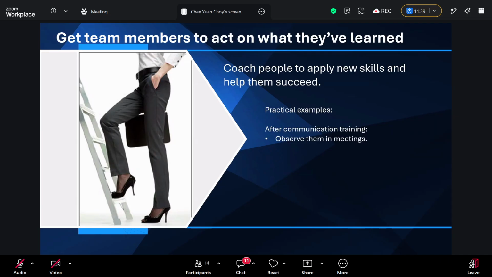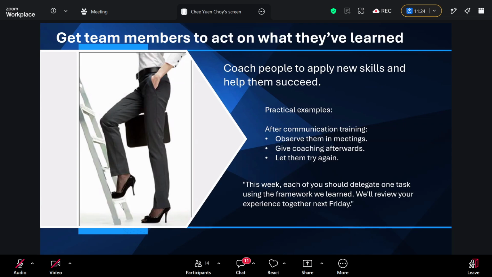After communication training, observe them in meetings, whether they practice what they learn or not. Give coaching afterward. If you think they still need something to improve, then you can coach them and let them try again. Give them a chance to try again. Like this: this week, each of you should delegate one task using the framework we learned, after they attend the communication training, so that they really practice what they learn, not just spend money on them.